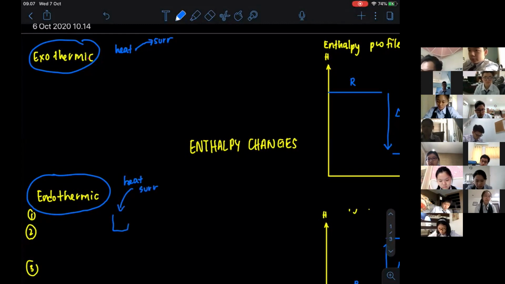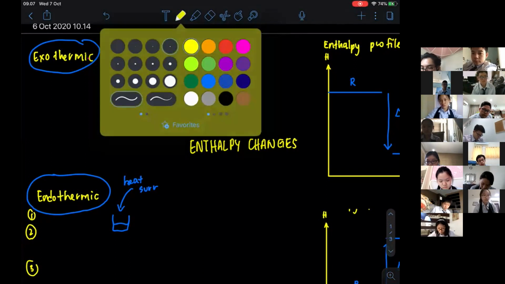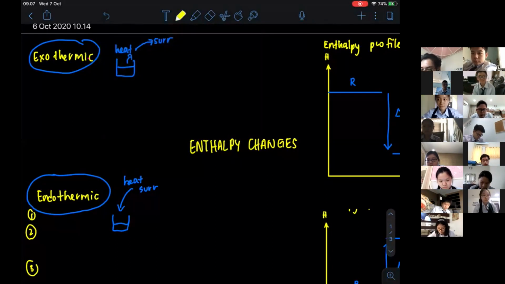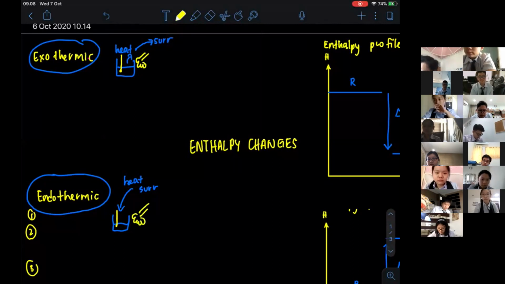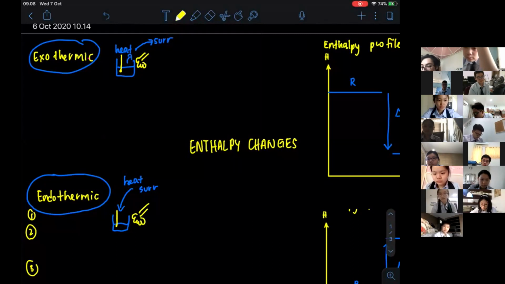So here we assume that we have a beaker. The heat energy is going out, and heat energy is going in. Now, let's say I put my hand or any kind of instrument, for example a thermometer, over here. What will you feel? Is it going to be hot? Is it going to be cold?